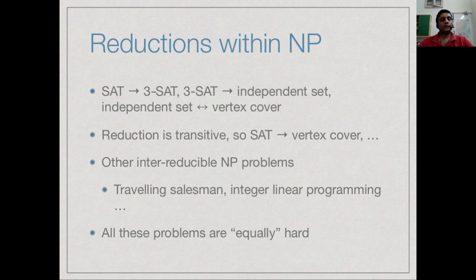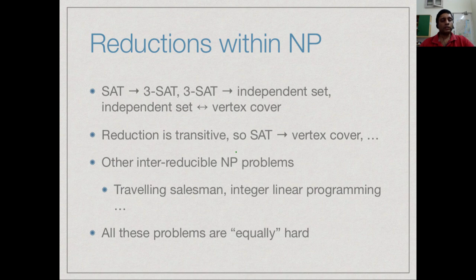So we have shown that 3 SAT reduces to independent set. Independent set and vertex cover are mutually reducible. Therefore, for instance, because I can now compose these reductions, SAT now reduces to vertex cover. Okay? And you can find in the literature such reductions for various other problems like traveling salesman, integer linear programming, and so on.